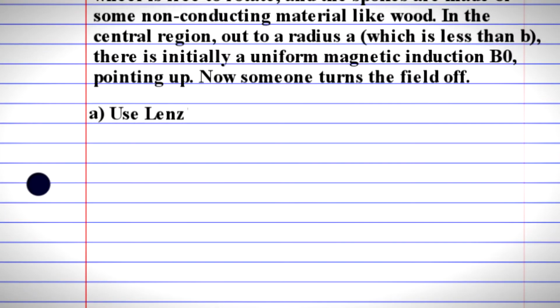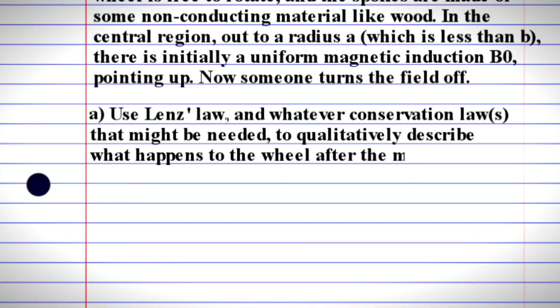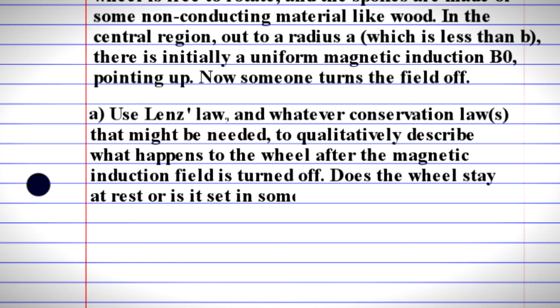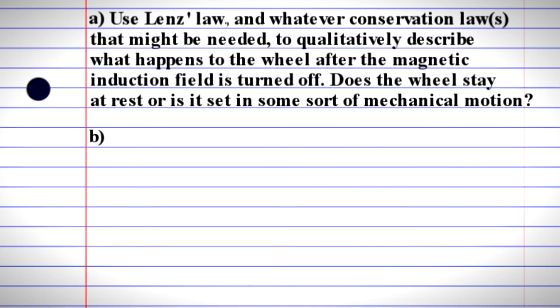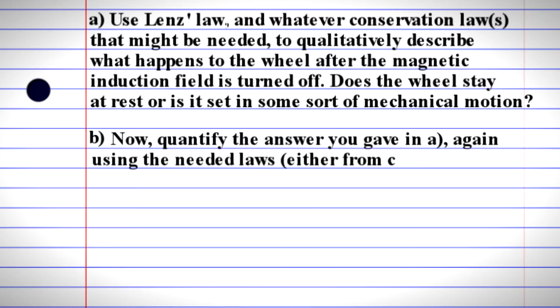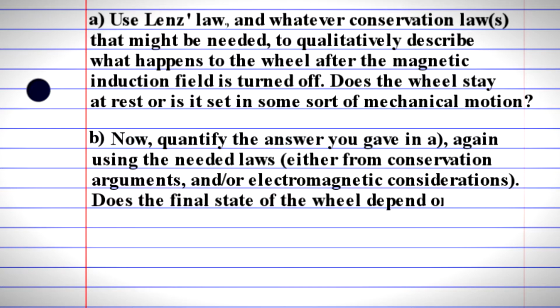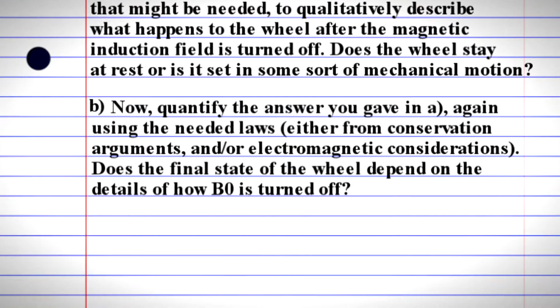A. Use Lenz's law, and whatever conservation laws that might be needed, to qualitatively describe what happens to the wheel after the magnetic induction field is turned off. Does the wheel stay at rest, or is it set in some sort of mechanical motion? B. Now, quantify the answer you gave in A, again using the needed laws, either from conservation arguments and/or electromagnetic considerations. Does the final state of the wheel depend on the details of how B is turned off?